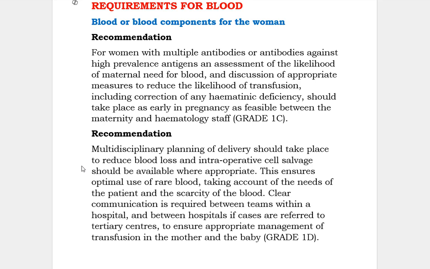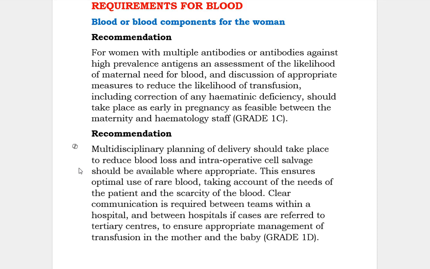Requirements for blood. Blood or blood components for the woman. Recommendation. For women with multiple antibodies or antibodies against high-prevalence antigens, an assessment of the likelihood of maternal need for blood, and discussion of appropriate measures to reduce the likelihood of transfusion, including correction of any hematinic deficiency, should take place as early in pregnancy as feasible between the maternity and hematology staff. Grade 1C.